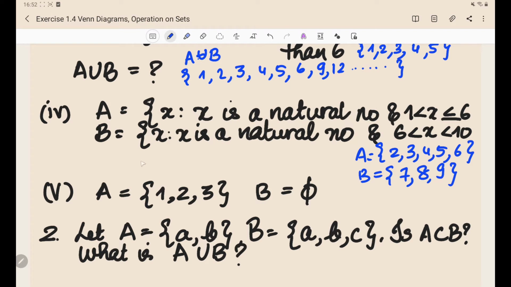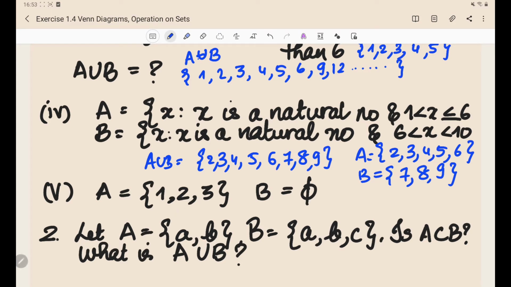So let's take A union B. What is A union B? It is 2, 3, 4, 5, 6, 7, 8, 9. So these are the elements of the set A union B. Okay, now let's discuss our fifth problem.